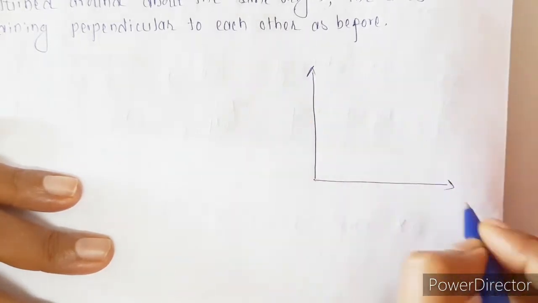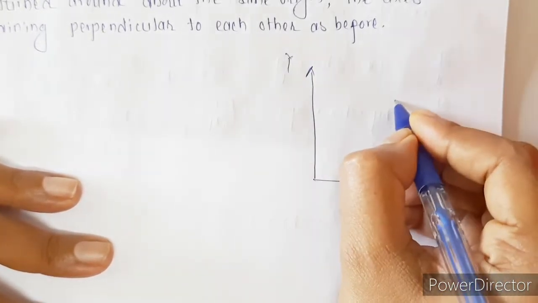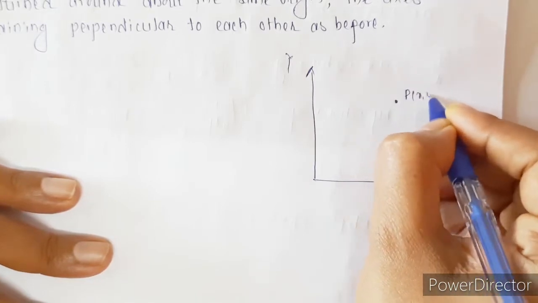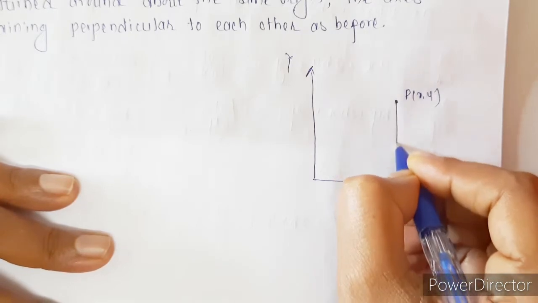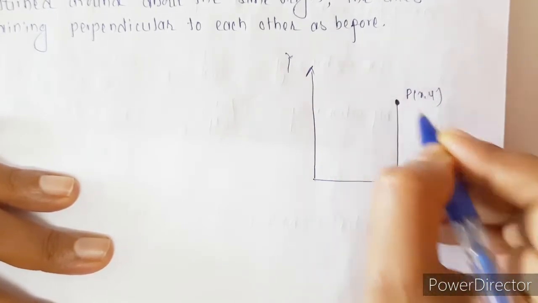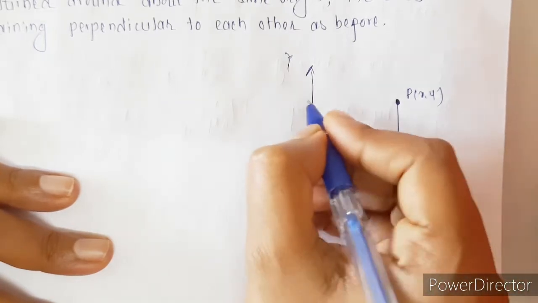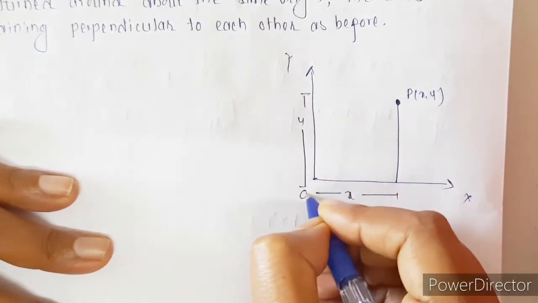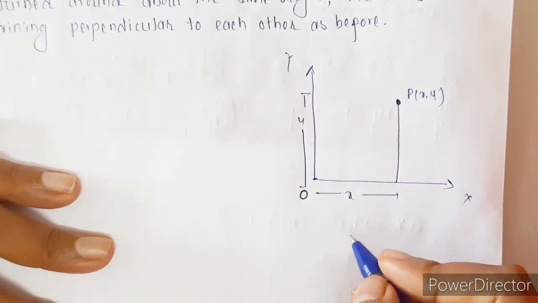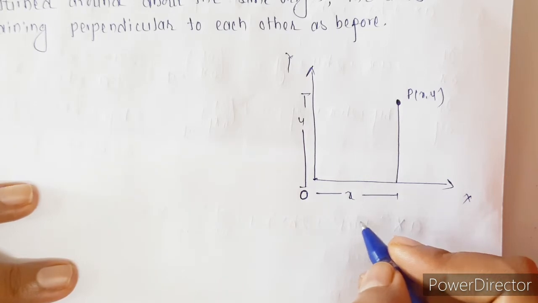this is the x-axis and y-axis. Now we have a point here. Let me mark it as P(x, y). Since the coordinate of this point P is x and y, this distance is x and this distance is y. Let me take the origin as O. Now what we are doing is we are rotating the axes.